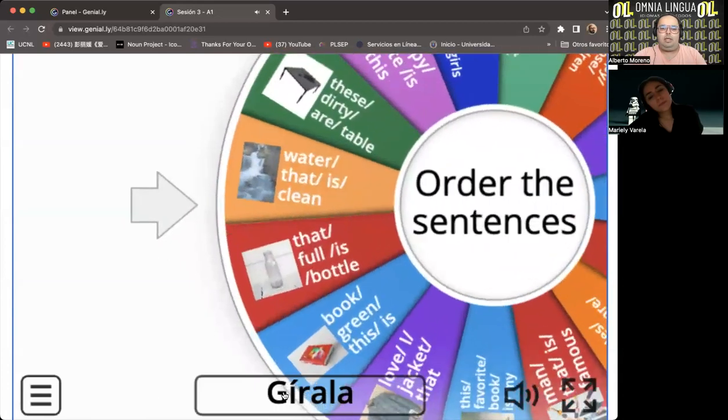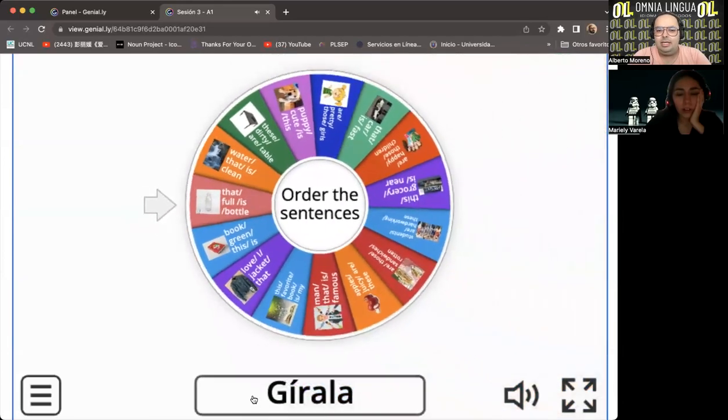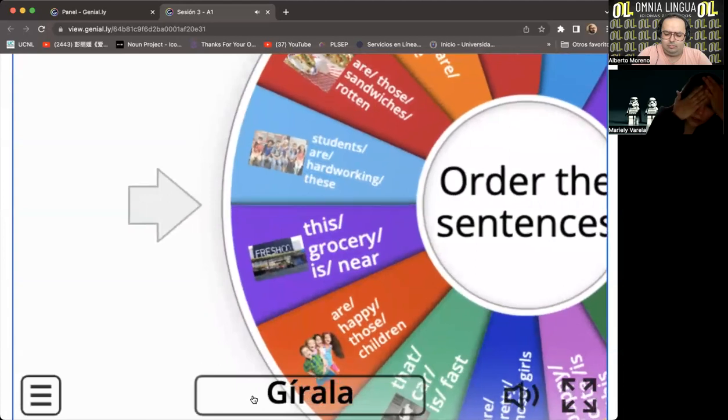That bottle is full. Well, I can see that it's empty, but well, it says it's full. Full is lleno. Okay. Next.